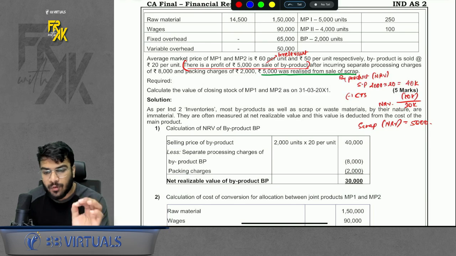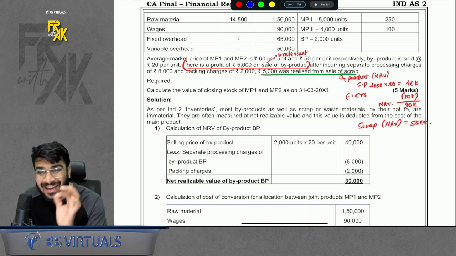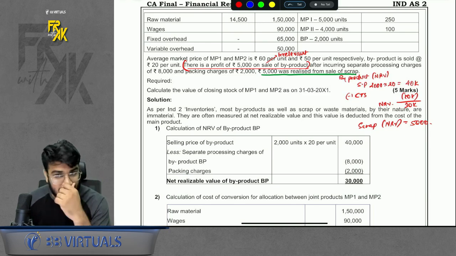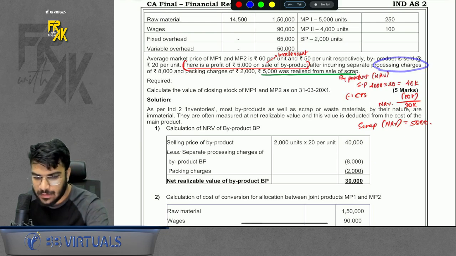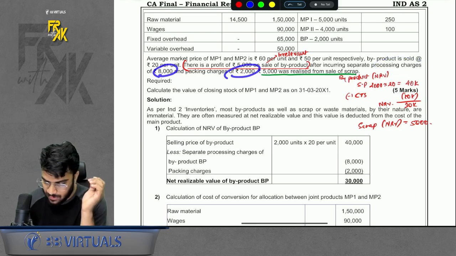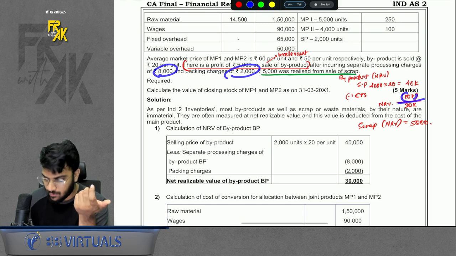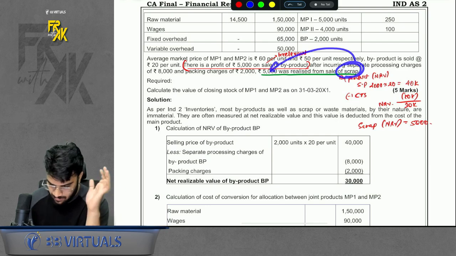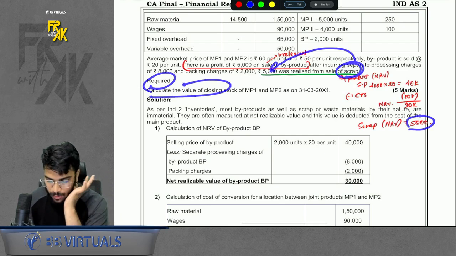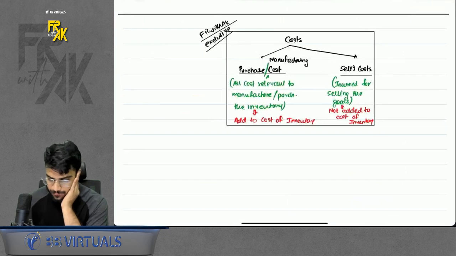The amount of profit on byproduct is irrelevant. I want the NRV of byproduct, right? So what is NRV? Selling price minus whatever the cost to sell is there. So cost to sell is given. It is given how much? It is given 8,000 and 2,000. So I will reduce it. Total 10,000 I will reduce. I will get NRV of 30,000. And what is the NRV of scrap? It is given as 5,000. So I will take that. Okay. You are required to calculate the amount of closing stock.